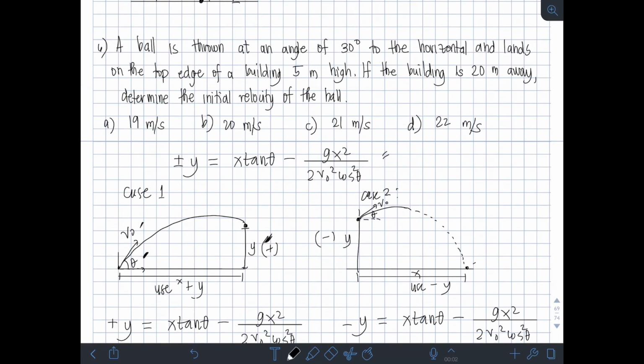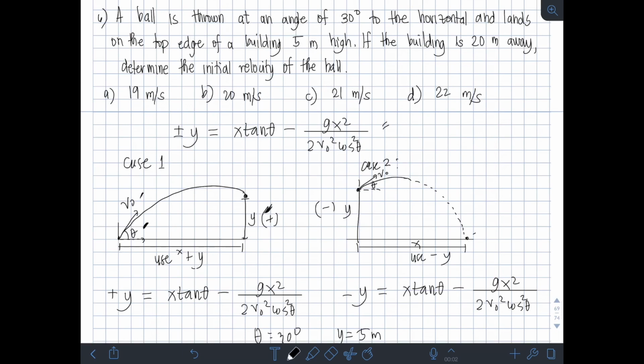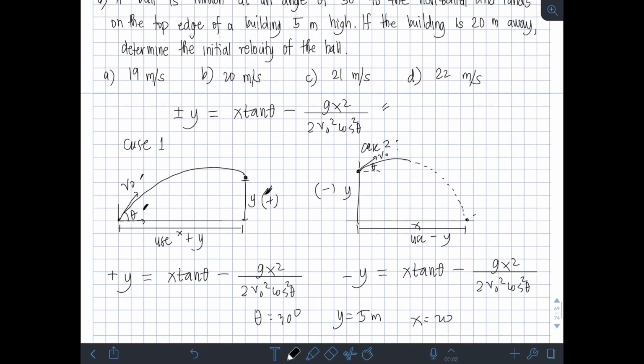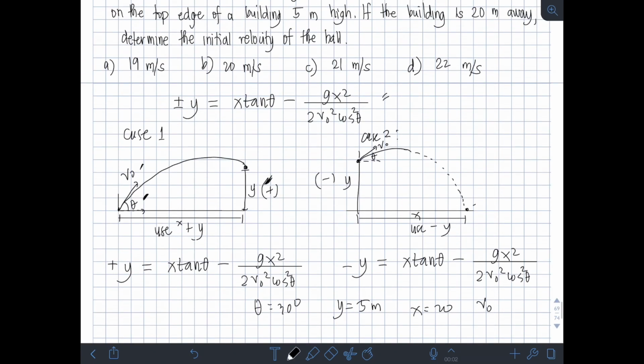Lands on the top edge of a building 5 meters high. So, 5 meters high, yun yung y. And then, if the building is 20 meters away, so yun yung x, right? 20. Find the initial velocity. So, yung unknown is v0. So, anong case to? Case 1.